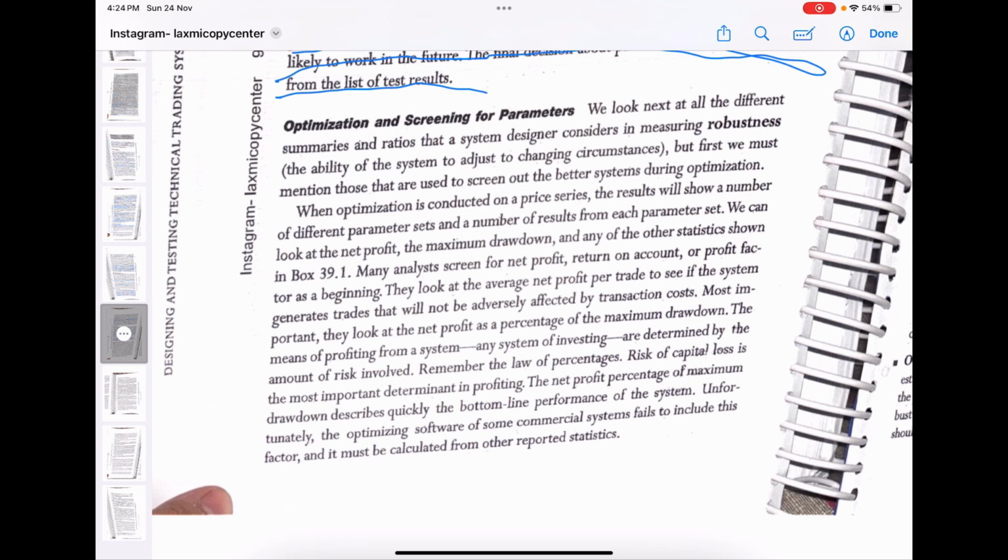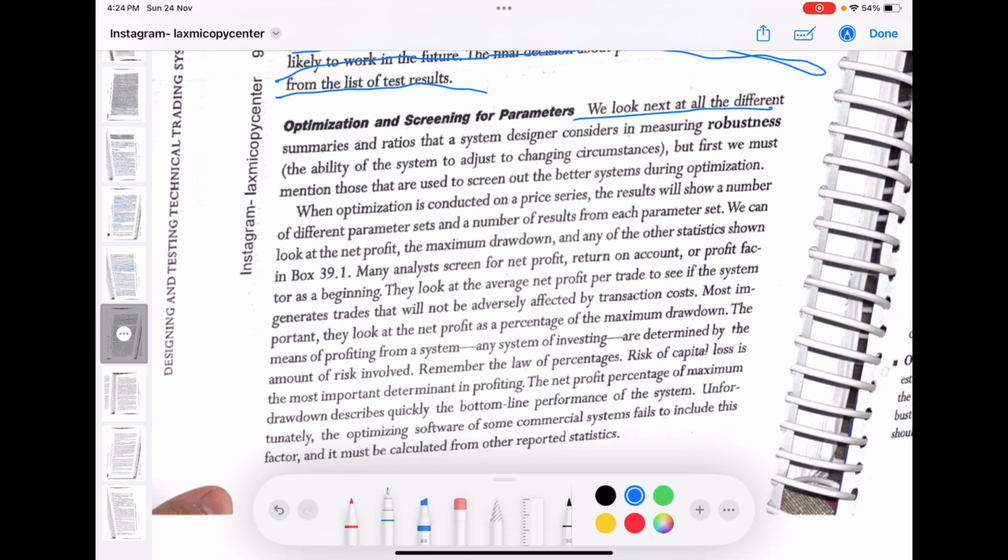Optimization and screening for parameters. We look next at all the different summaries and ratios that a system designer considers in measuring robustness. Alright, but first we must mention those that are used to screen out better systems during optimization. When optimization is conducted on a price series, the results will show a number of different parameter sets, and a number of results from each parameter set.